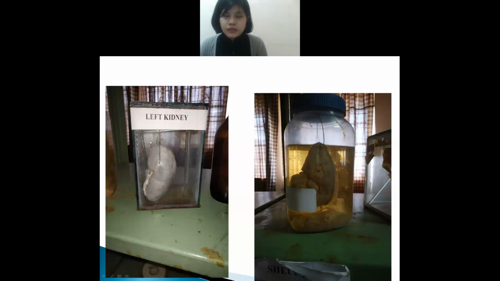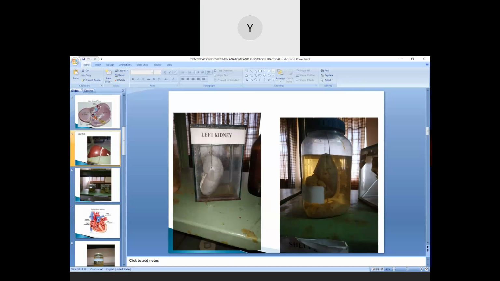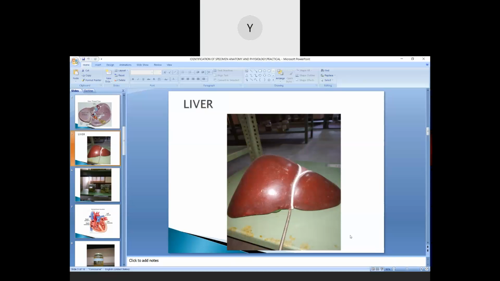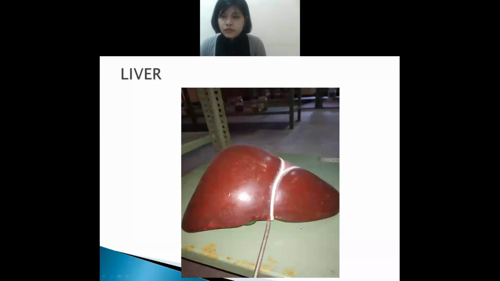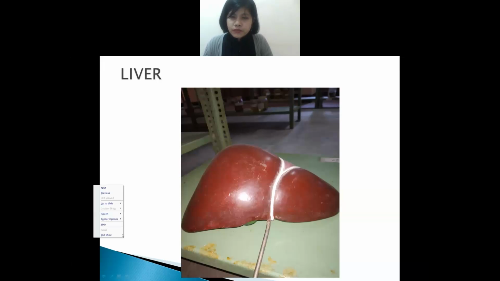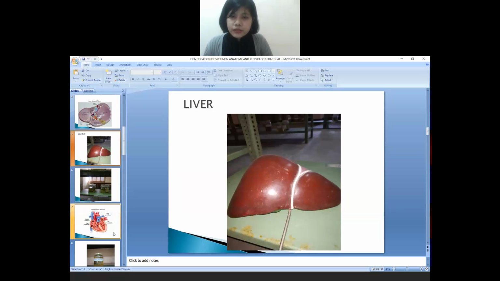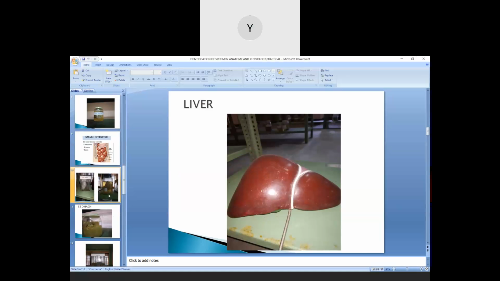Yes, because the liver is there, upside the right kidney. Wait, let me see. This is the liver. So the right kidney lies just downside of your liver. That's why space is there, and this pressure is there. That's why the right kidney is lower compared to the left, because of the space occupied by the liver. Is it clear? Yes, ma'am.